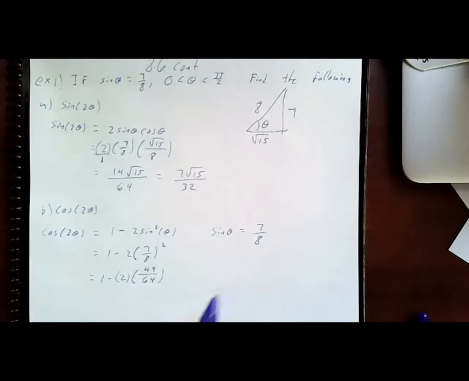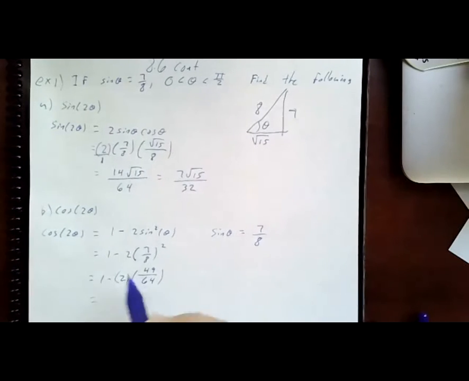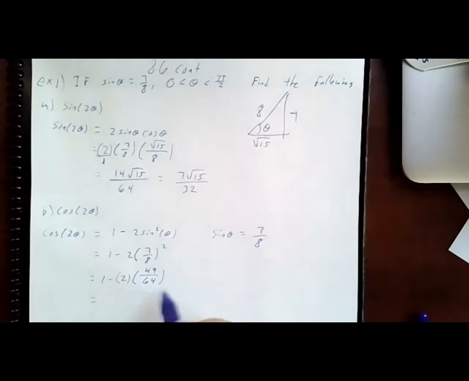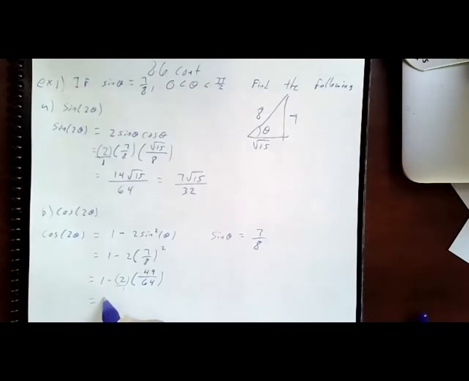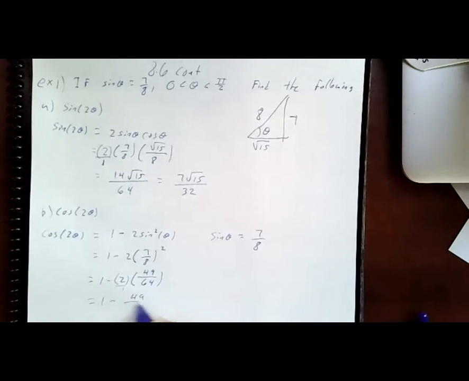So let's simplify this. We can multiply it straight across, or we can reduce this, right? This is over 1 technically. So 1 minus 2 times that, so reduce the bottom, that'll give us 49 over 32.